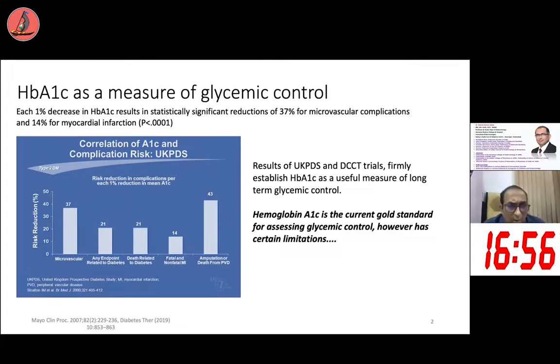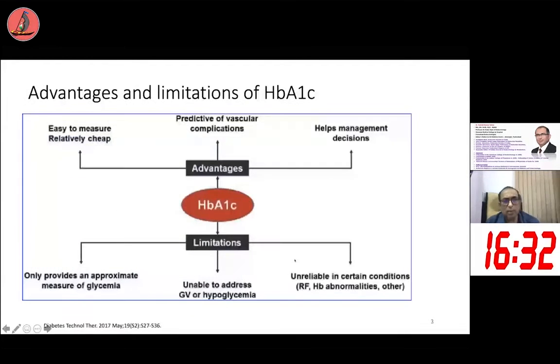And the DCCT showed a similar result, that on average, every 1% reduction in HbA1c brings down the risk of microvascular disease by about 30%. So that actually made HbA1c the gold standard. Since then, we have been using HbA1c as a gold standard for monitoring glycemic control. And whatever assays we use are traced back to the DCCT assays to give us information that we are on the right track.